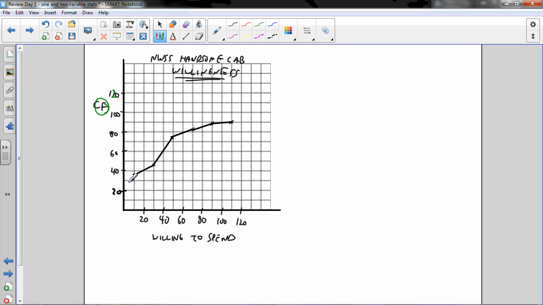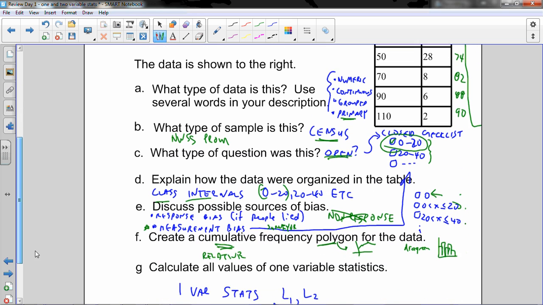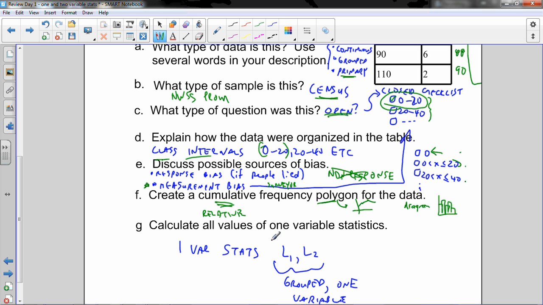And remember, polygon is the dots and sticks joined rather than the rectangles. Okay, the last thing that we were asked to do for this first example is to calculate all values of one variable stats. So, that's mean, median, mode, standard deviation, variance, if you can remember that, IQR, etc., range, maybe, all values.